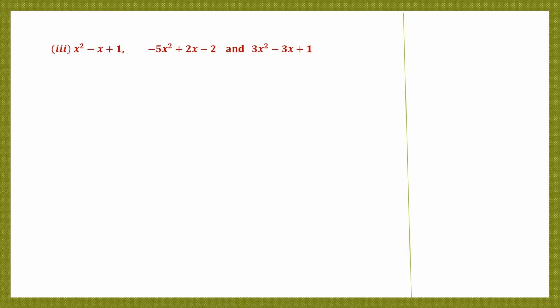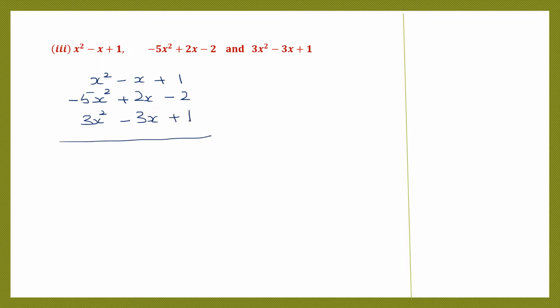Next question. Again, we have polynomials here. Let's arrange. X square minus x plus 1. Then we have minus 5x square plus 2x minus 2. Then we have 3x square minus 3x plus 1. Okay, let's do this addition. So let's put all the numbers there. Now I have plus 1. Here I have 1x again plus. Okay, that's it. Now let's take what is there in the x square column.